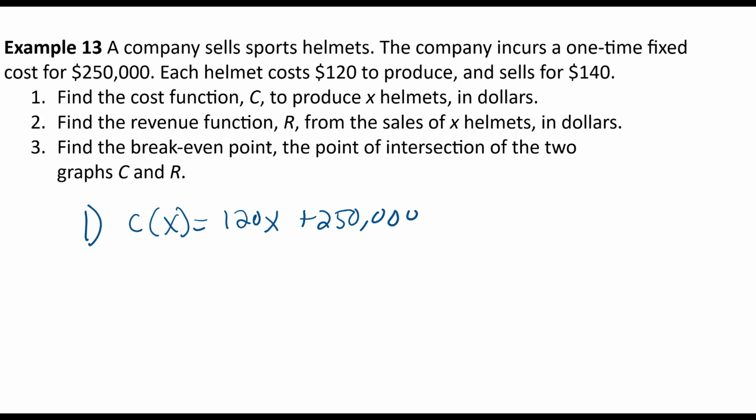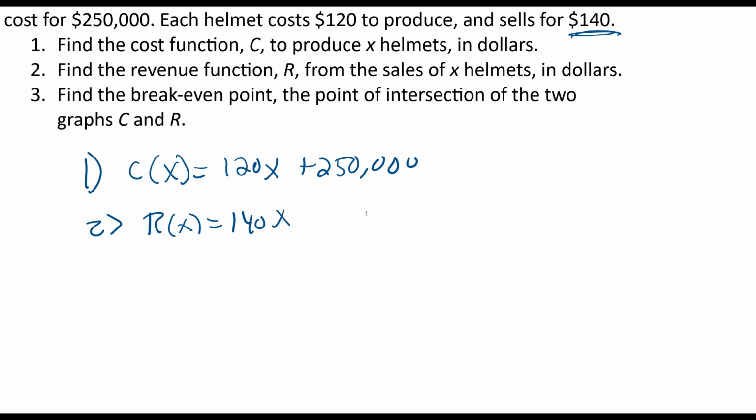And then find the revenue function, which is just how much you make by selling them. R of x is 140x. So they're only making $20 a helmet. And then it says find the break-even point, the point of intersection of the two graphs. So I'll just set them equal to each other. When is revenue of 140x equal to the cost, which is 120x plus 250,000?